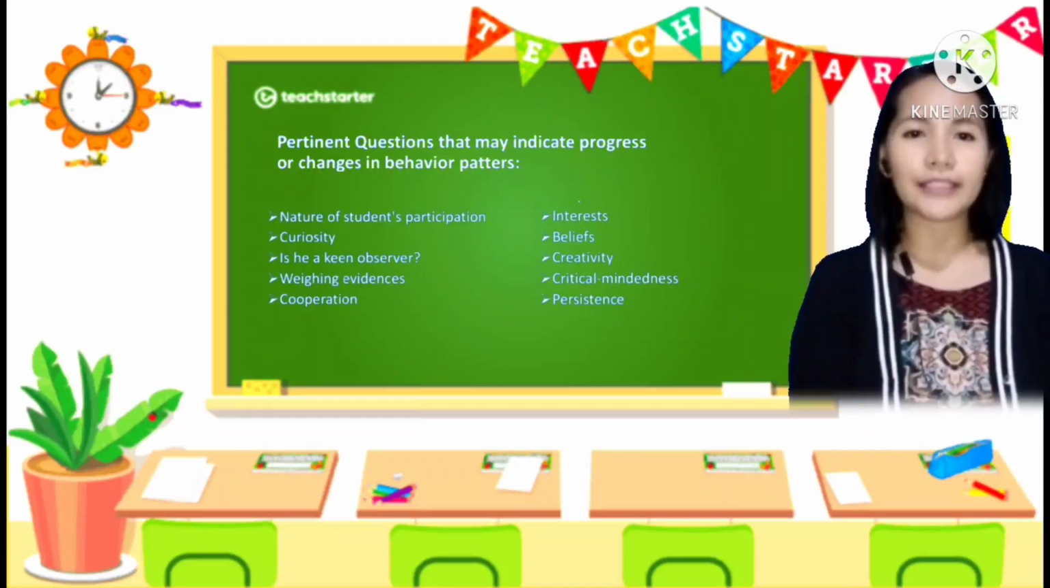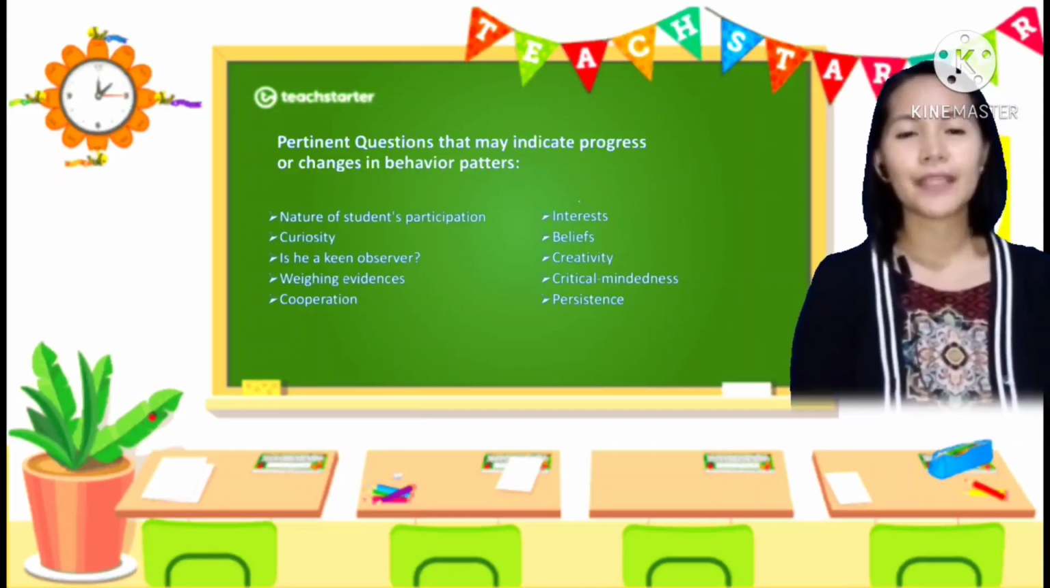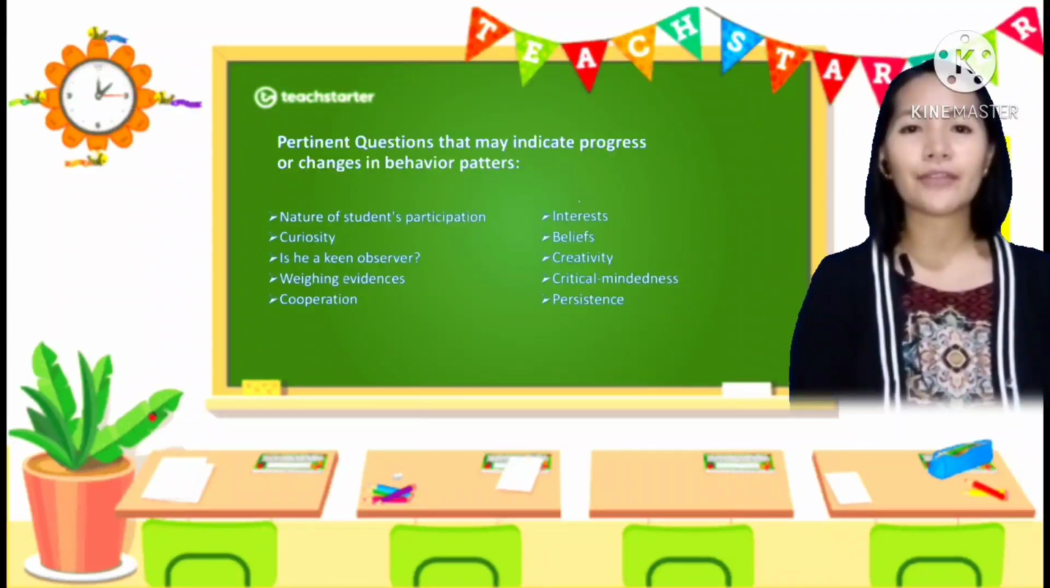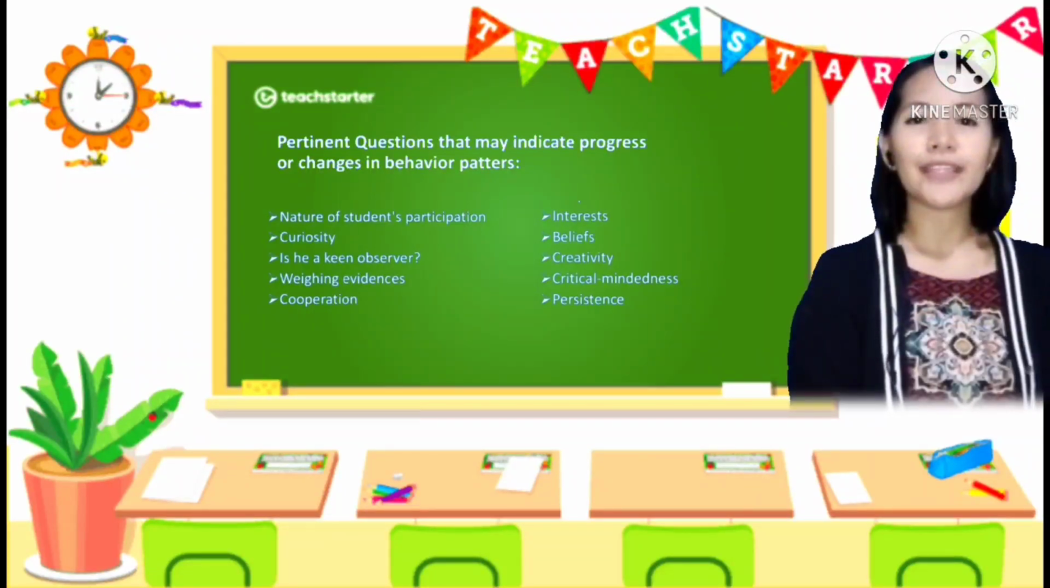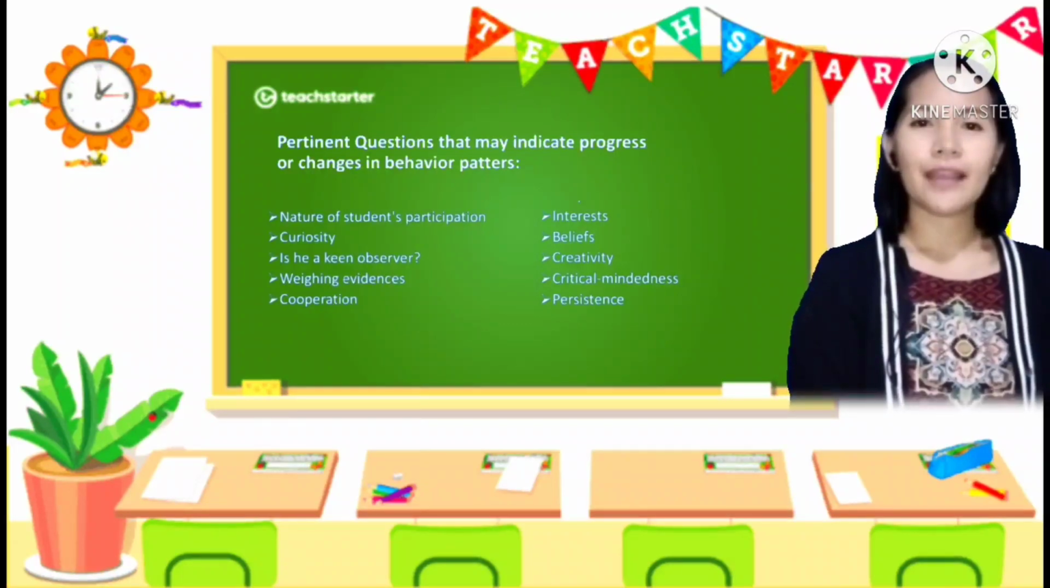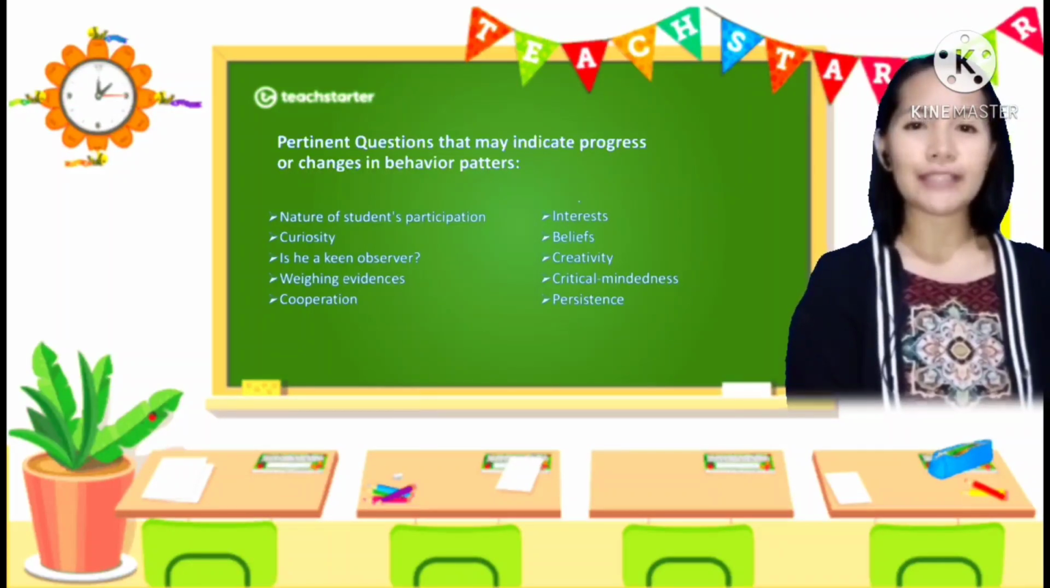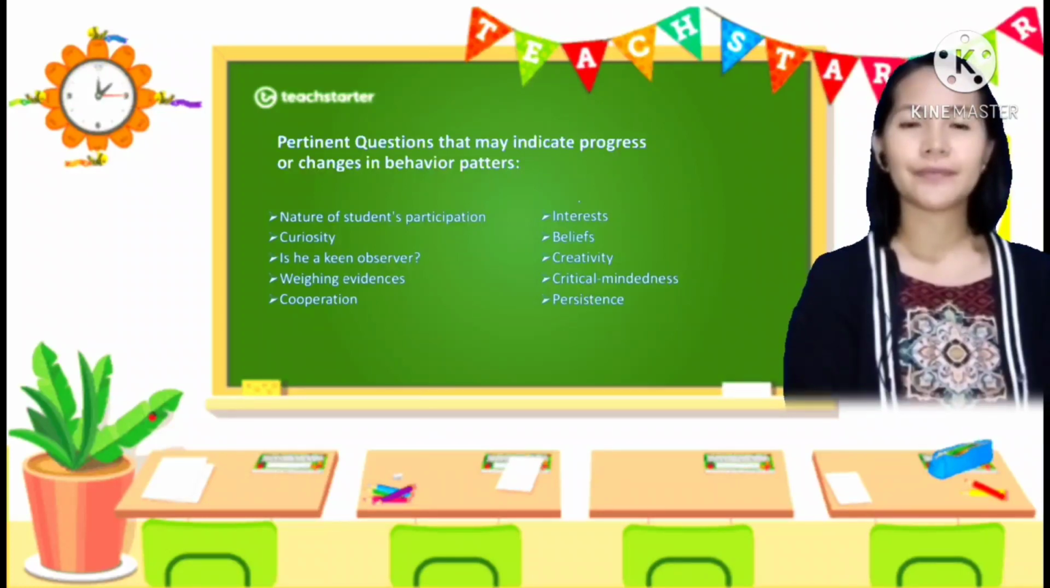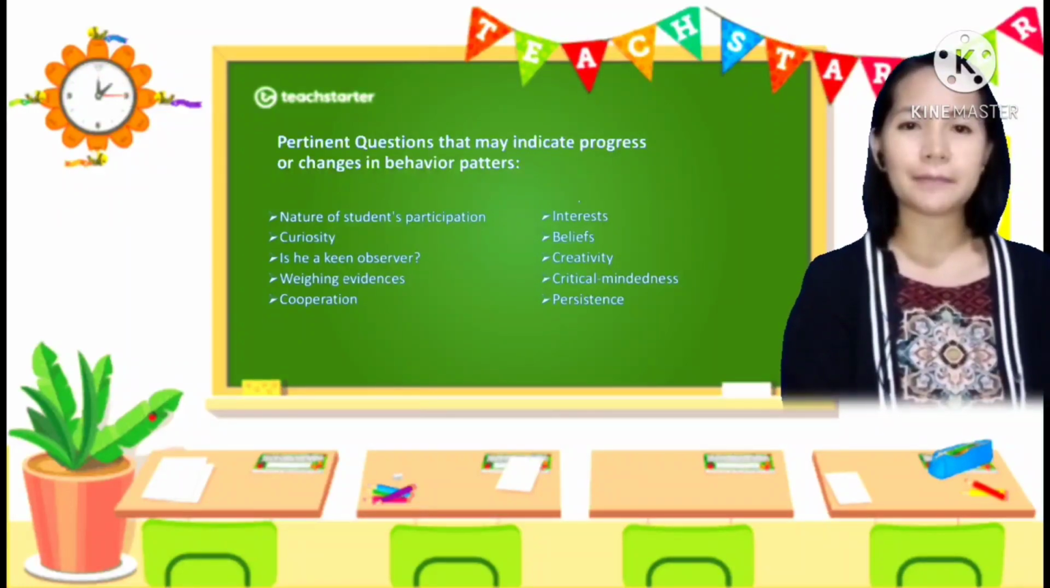The eighth one is creativity. Does he generate new ideas and try new procedures? Does he possess originality? Here, we see if they create their own ideas or try to make creative works. The ninth one is critical mindedness. How does he analyze and interpret data? Does he employ investigative process in finding solutions to daily problems? Does he scout all possible explanations before making his own judgments?